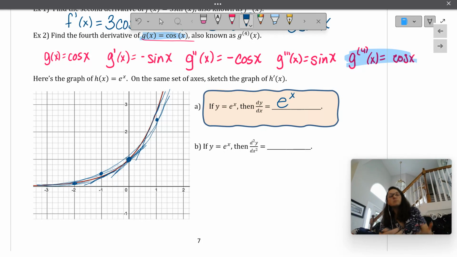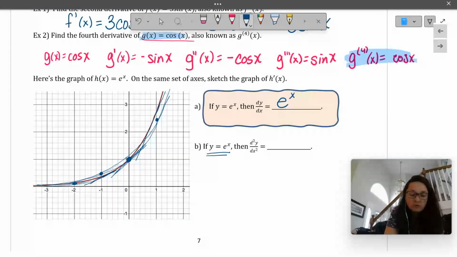Okay? And that comes from the definition of e. 2.718, that number has a lot of its roots in calculus and growth rates. And y equals e to the x is the only function whose first derivative is itself. And that's it. So the derivative of e to the x is e to the x. And then it says, if y equals e to the x, then what's the second derivative? Well, if the derivative of e to the x is e to the x, then the second derivative of e to the x is still e to the x. And there you go.